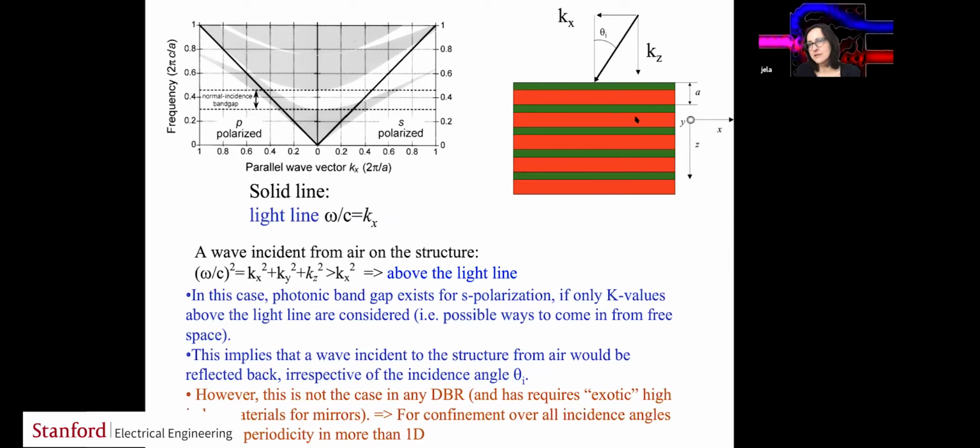So if you took a regular DBR that you would use for a laser, or that you would normally use in your photonics, you wouldn't achieve this. You wouldn't reflect light back for any angle of incidence, which means that for some steep angles of incidence, you will start coupling to the structure and propagating. So it doesn't really work as a really good mirror.